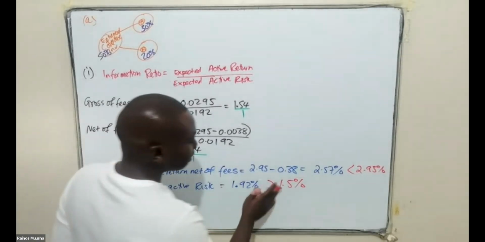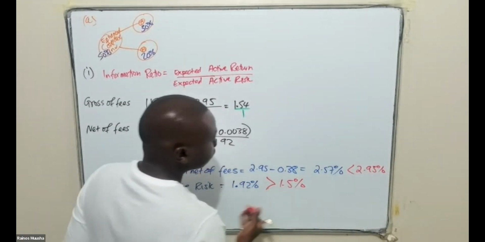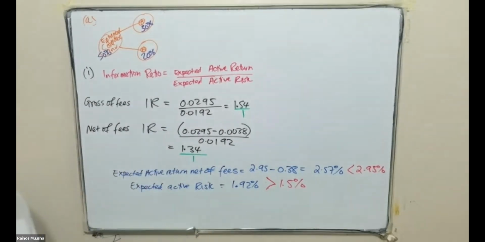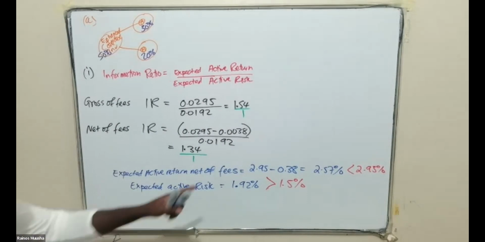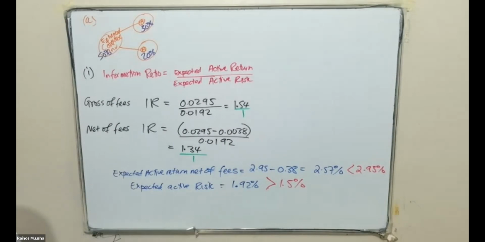So in this case, our core satellite portfolio is not appropriate. It is not appropriate because it's failing to beat the benchmark net of fees. At the same time, it has a tracking error which is higher than the tracking error set forth by the organization, which means that it's got higher risk than the risk the organization is prepared to take.